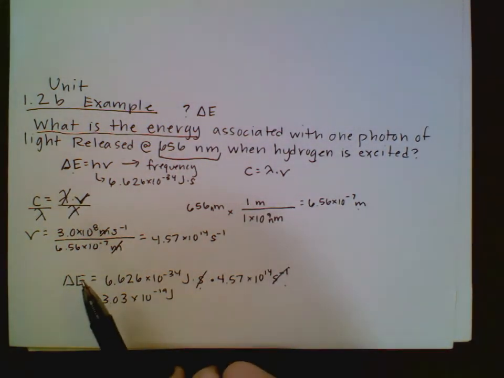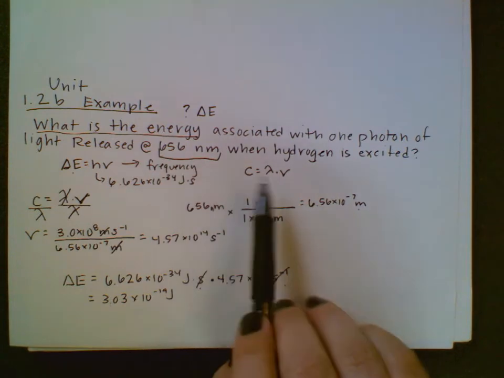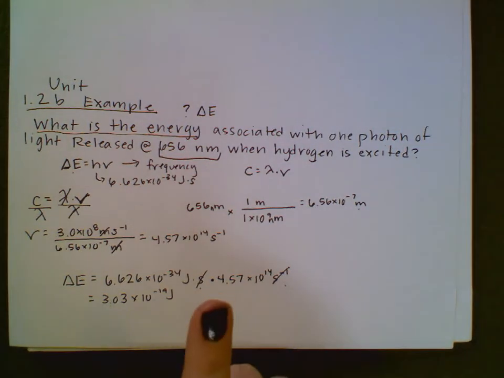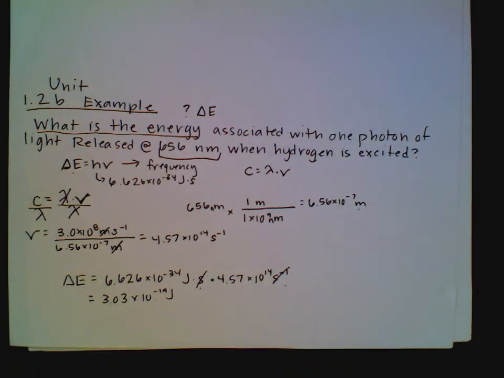You need to make sure that you get your frequency from your speed of light equation, and then you get your answer. This is for one single photon of light. If you have more, then you need to address that, which we'll talk about in the next unit.